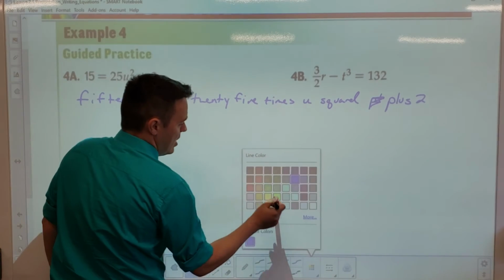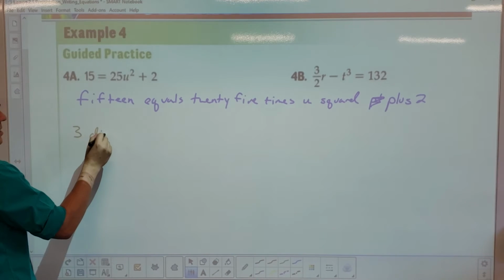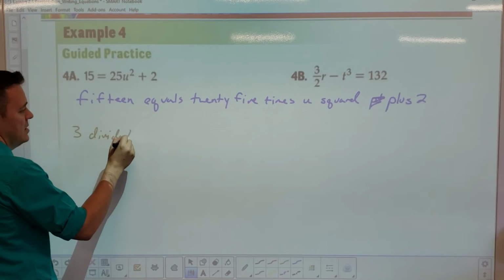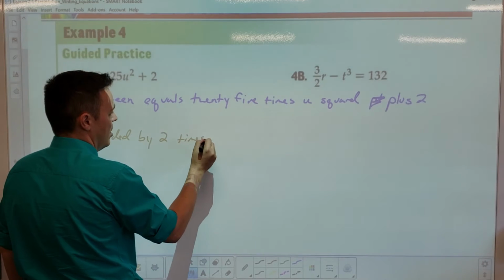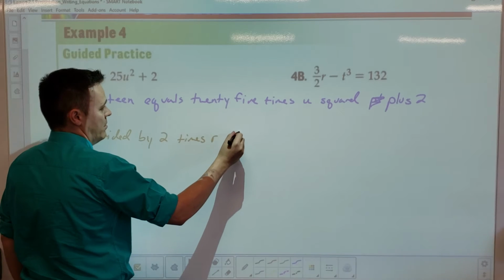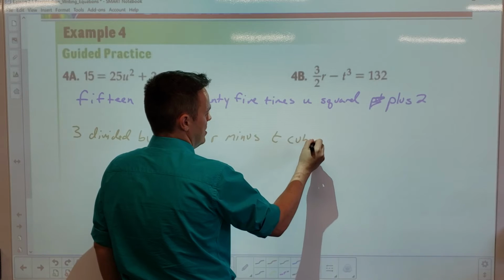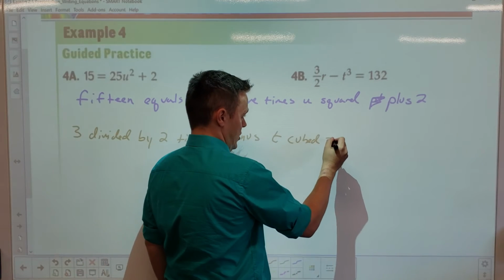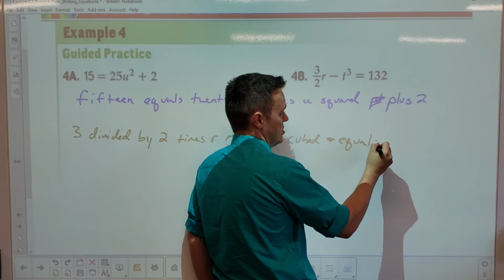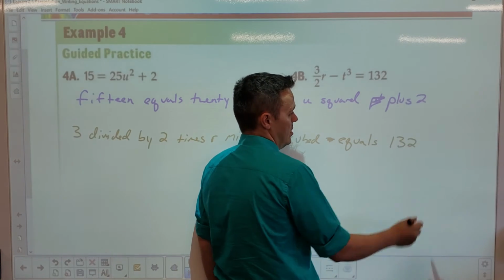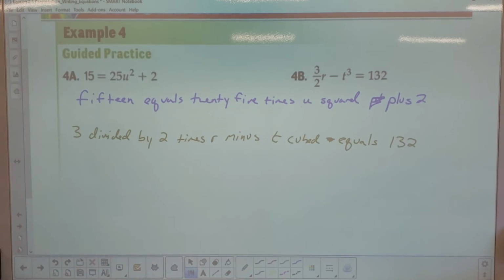4B, I'm going to do just the numbers, so it'll be 3 divided by 2 times r minus t cubed equals, whoops, not that equals, write it out, equals 132. If you have questions, come see me in class.